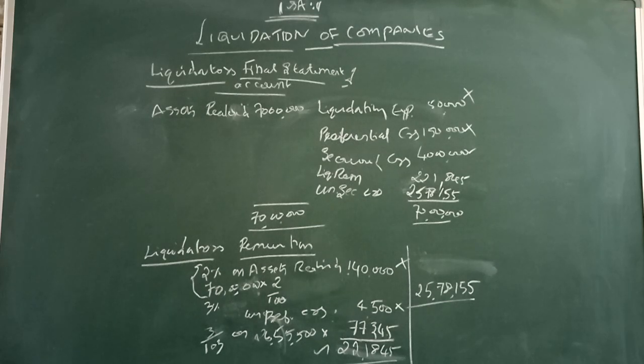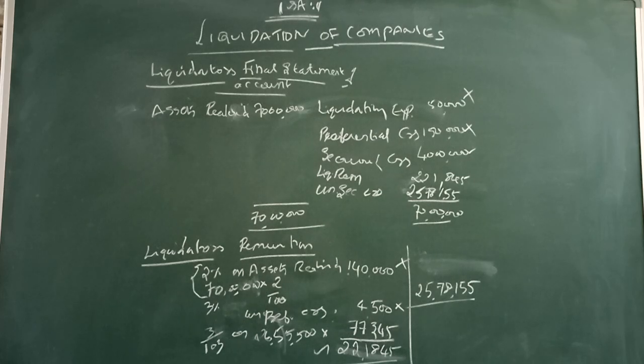Then another 3% comes, it is given in the question. Have a look on that. 3% remuneration is paid on the basis of the amount paid to unsecured creditors. See here, you should keep a watch on that. Amount paid to unsecured creditors means the unsecured creditors are paid only after adjusting liquidator's remuneration, expenses, and all the payments required. After adjusting those payments, only the balance we have to take.